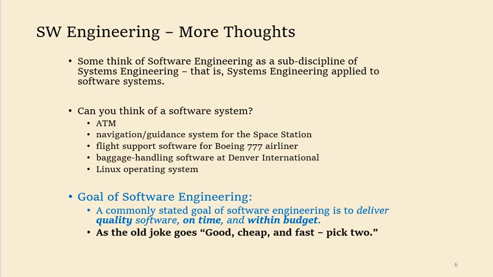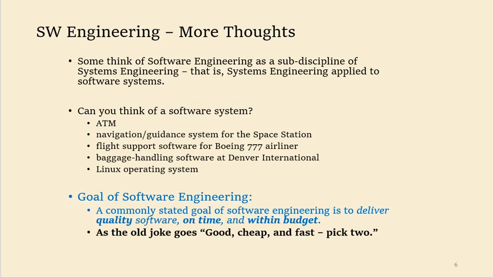Some more thoughts about software engineering. Some people claim that software engineering is a subdiscipline of systems engineering. Now, what the heck is systems engineering? Systems engineering is when you take components, often that were created independently by people, and combine them into some kind of a system. You probably don't think of your car as a system, but it is a system.